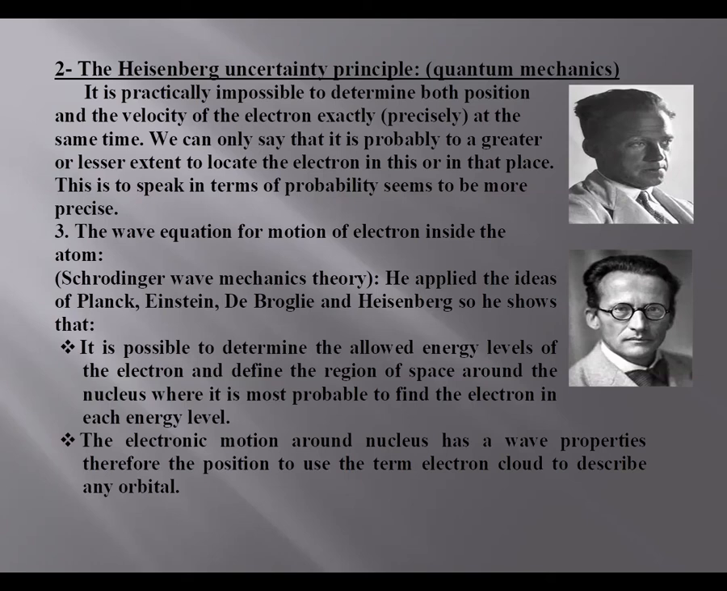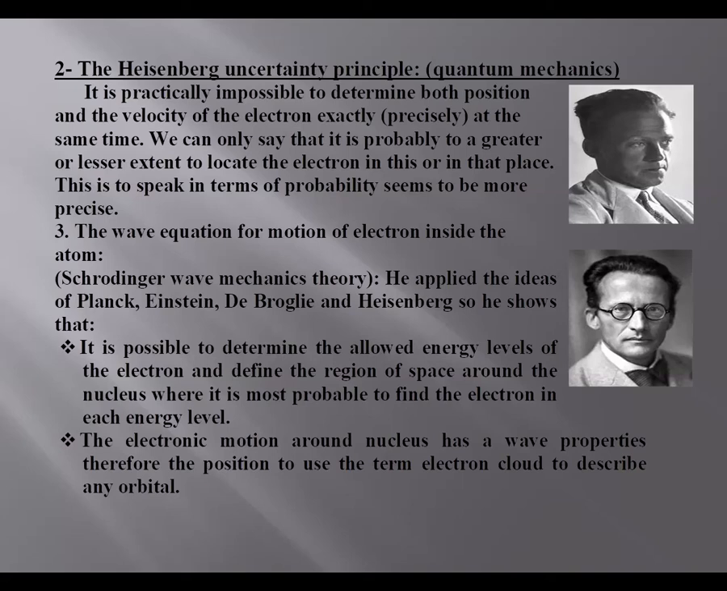After that, the Heisenberg uncertainty principle. The Heisenberg uncertainty principle states that it's practically impossible to determine both the position and velocity of the electron exactly at the same time. But we can only say that it's probable, to a greater or lesser extent, to locate an electron in this position. To speak in terms of probabilities seems to be more precise.